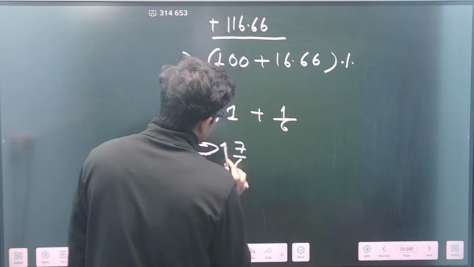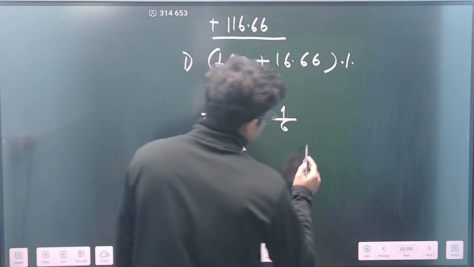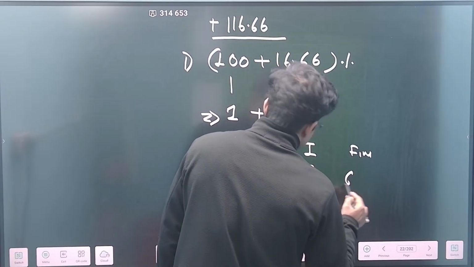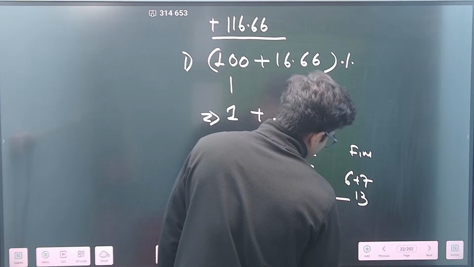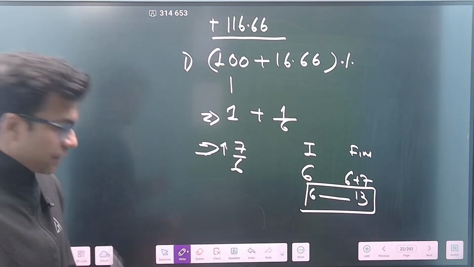But they are saying that this is an increment. They are saying this is the increment. So I would write my initial value is basically 6 and my final value would be 6 plus 7, which is 13. So 6 becomes 13. Then there is an increment of 116.66%.